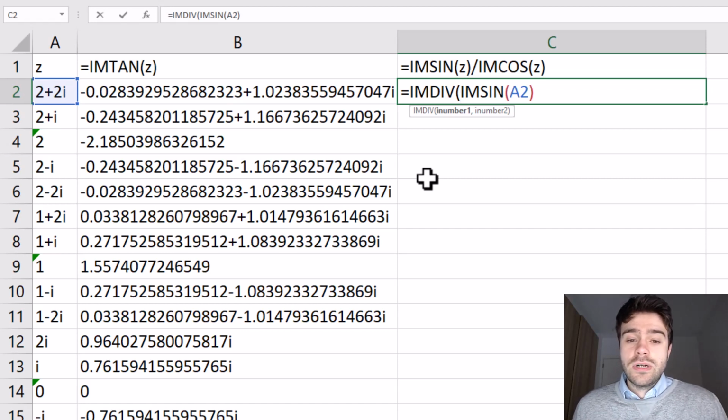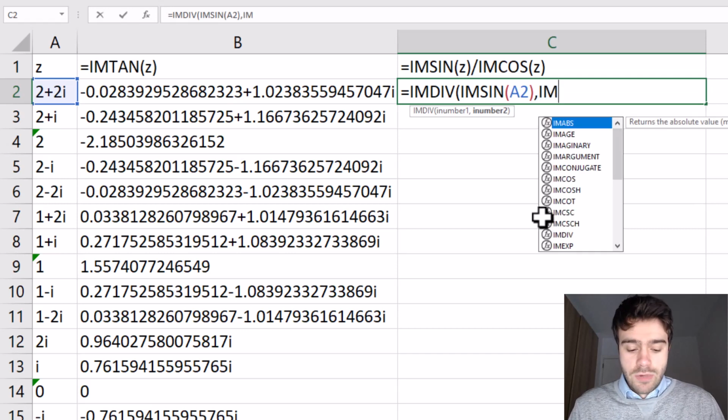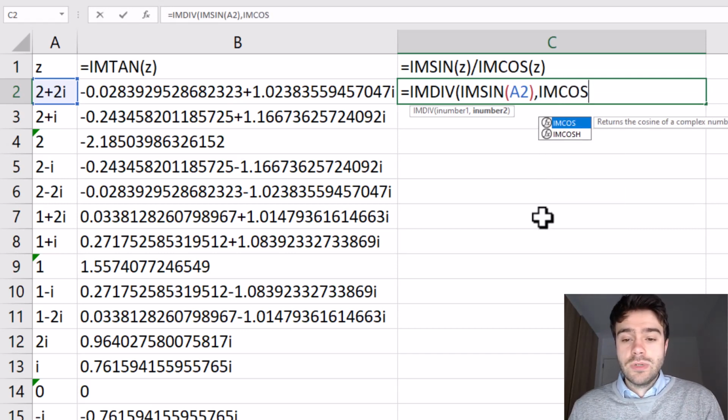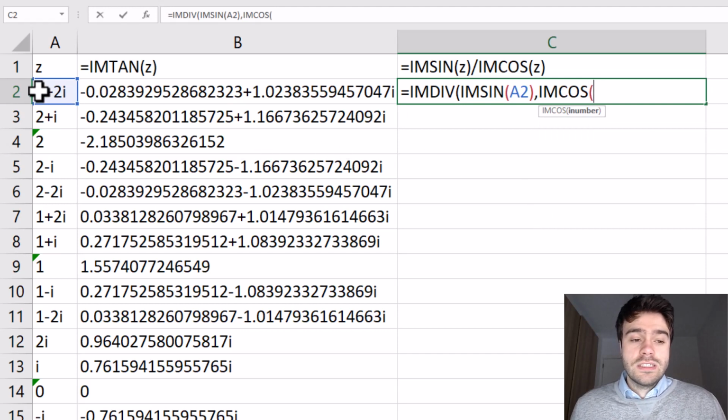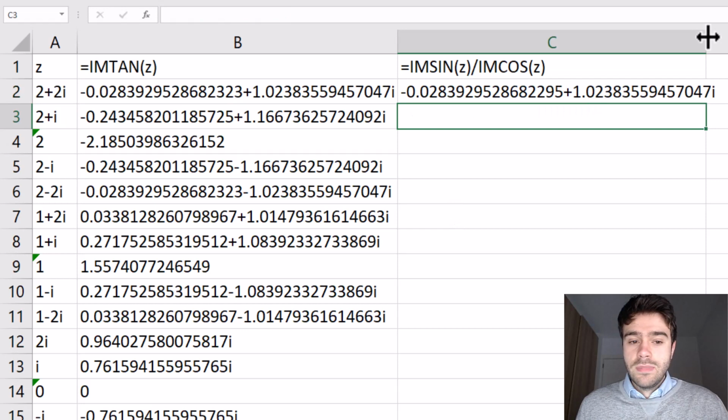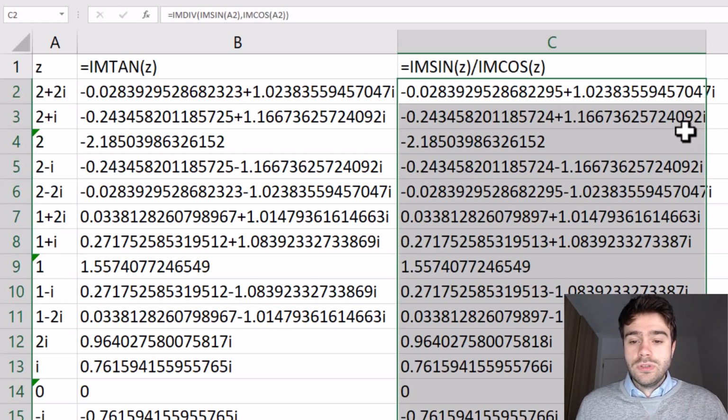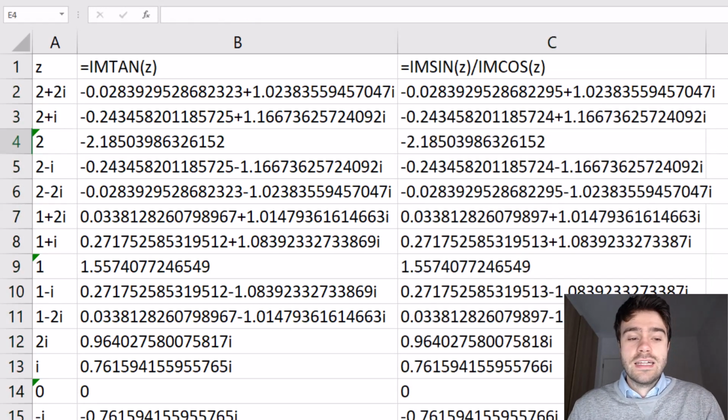So the first number is the sine of the complex number, and then we divide this through the second number, which is the second argument of the IMDIV function. And so here we will be using the IMCOS function of the complex number. Okay, so we supply to it the same complex number, close the parentheses twice, and press enter. And as you can see, when I pull this down, we are getting exactly the same result. So the answer is yes, the relationship that the tangent is equal to the sine divided by the cosine also holds for complex numbers.